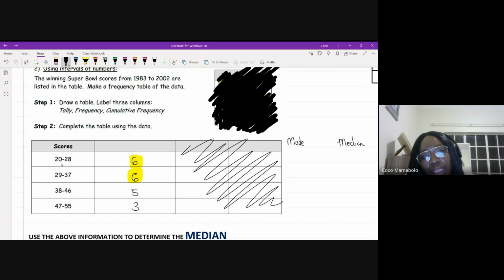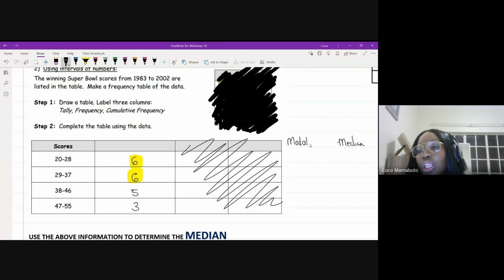Is it 20 or is it 21? Is it 22? Is it 23? We don't know which number it is. We're not going to be able to tell. So in a question like this, we will not ask you for the mode. What we're going to ask you for is the modal interval.